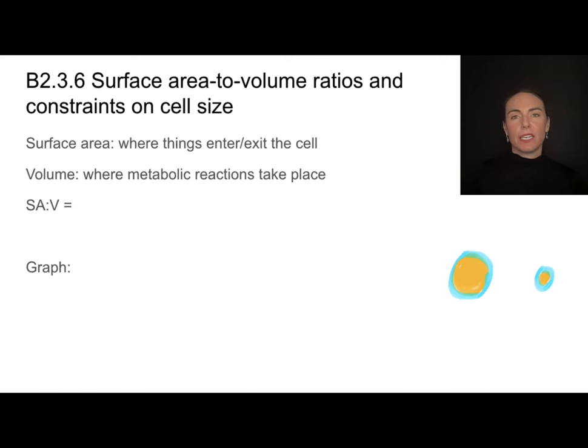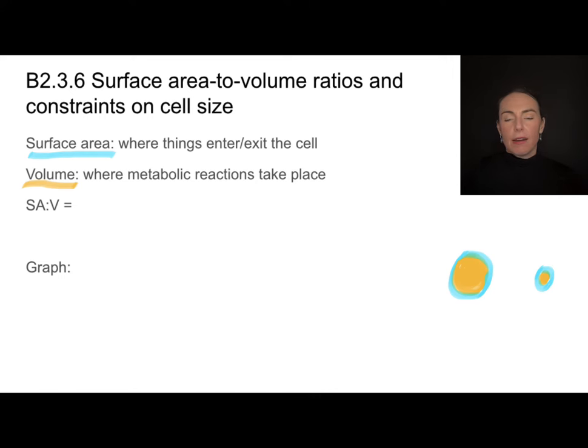Let's say I have two cells, a bigger cell and a smaller cell. I want to take a look here at their surface area to volume ratio, because even though we talked about cells having different sizes, cells can't just be huge. There's a restriction on how big they can grow. Surface area, which I've drawn here in blue, is where things enter and exit the cell, so it's the cell membrane. The volume, the inside in the cytoplasm, is where all the metabolic reactions take place. The blue cell membrane is what gets things in and out.